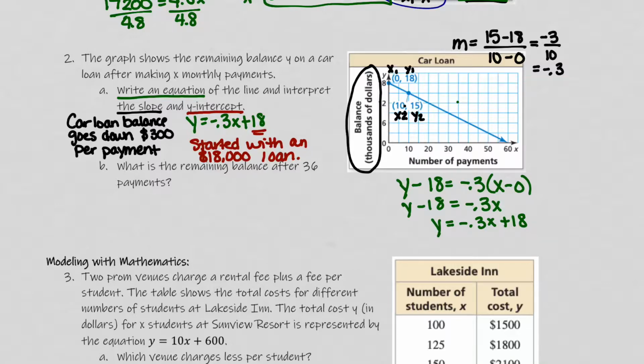And then it asks in B, what is the remaining balance after 36 payments? Now, payments is x. So I'm going to plug this 36 in for x. So my equation is y equals -0.3, and instead of x, I'm going to put that 36, plus 18. I'm just going to type all that in my calculator, and I actually get 7.2, and that's y. But remember, y is in thousands. So it actually equals $7,200.